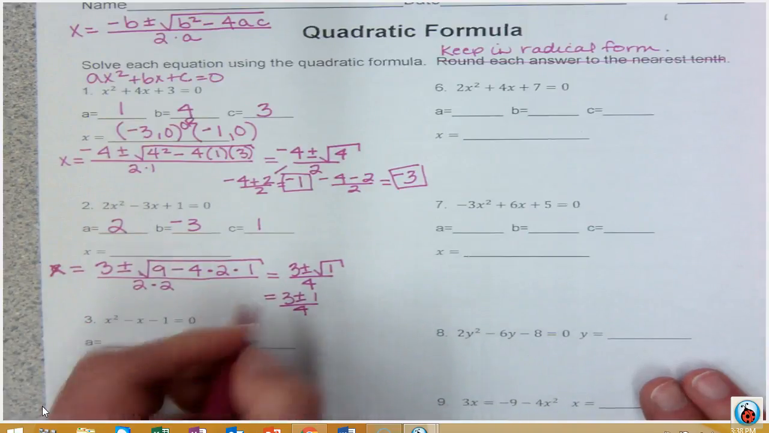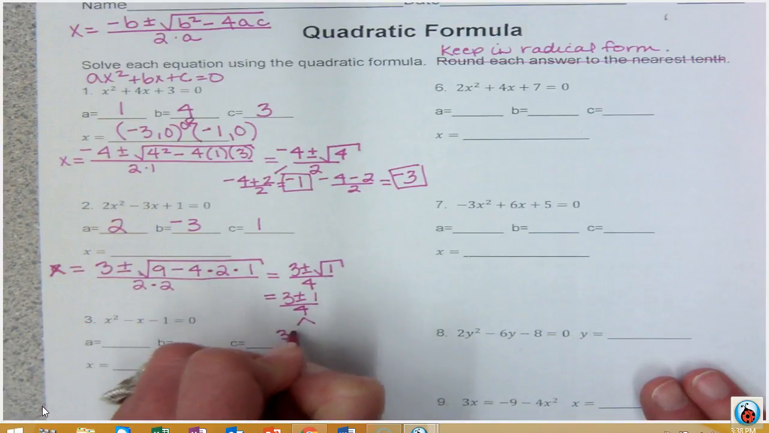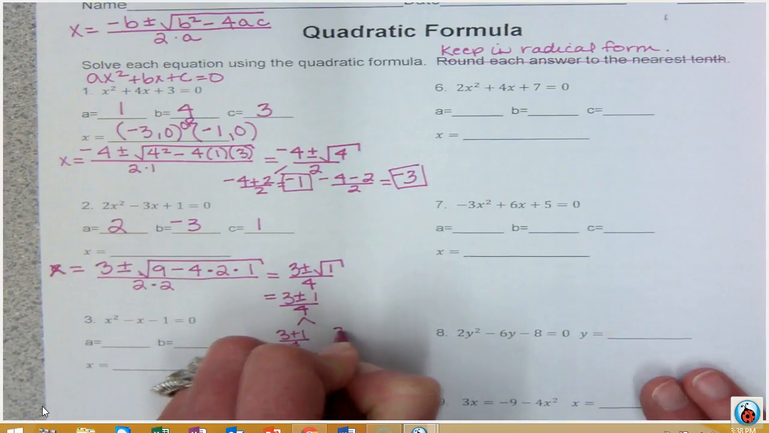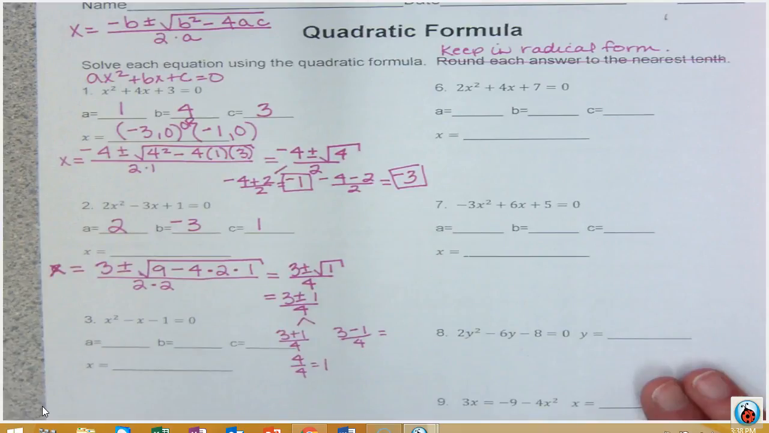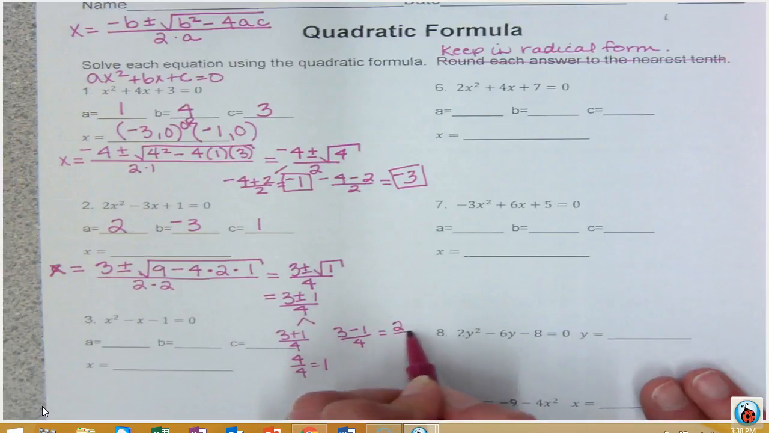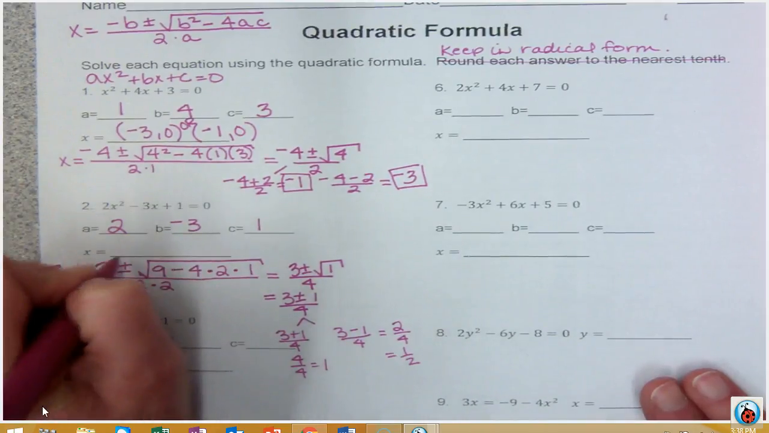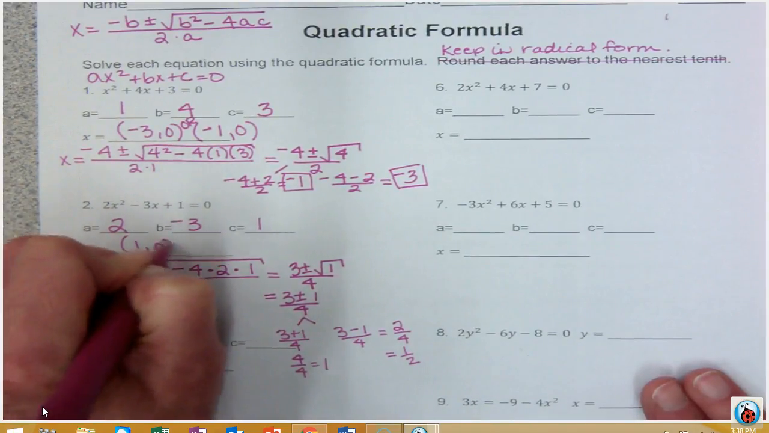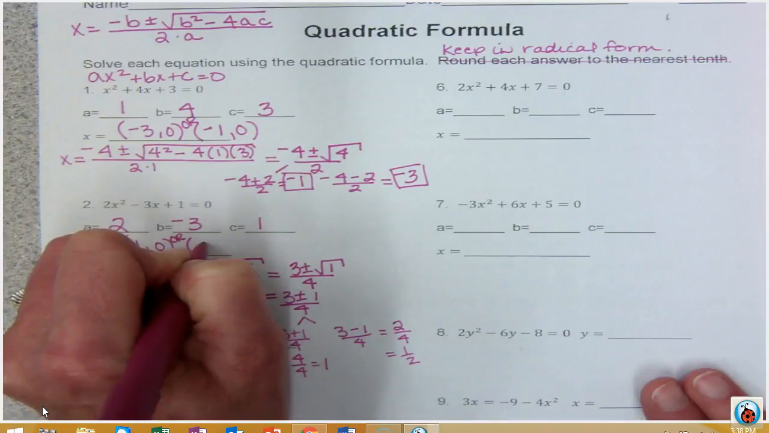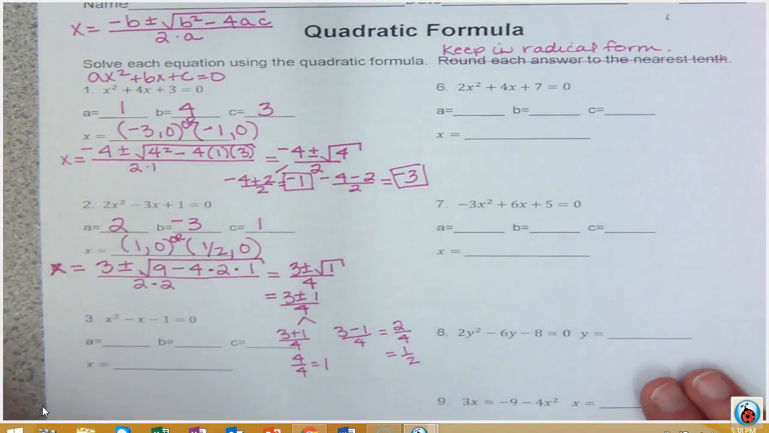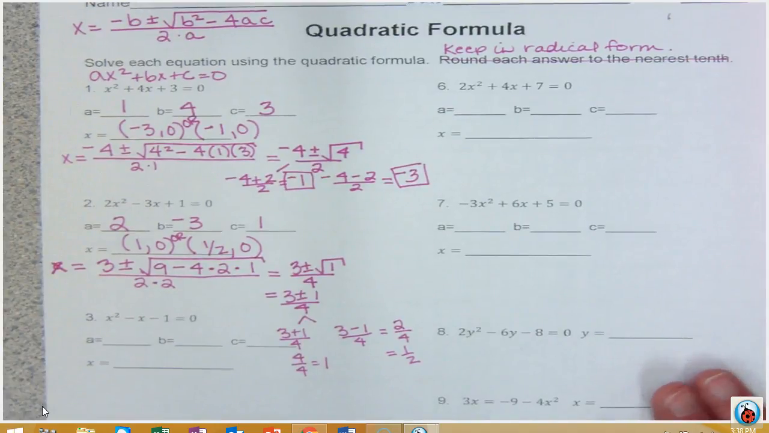We're going to break that into 2. 3 plus 1 divided by 4, 3 minus 1 divided by 4. I get 4 over 4, which equals 1. Or 3 minus 1, which is 2 over 4, or 1/2. So my answers are 1, 0, or 1/2, 0. Alright.